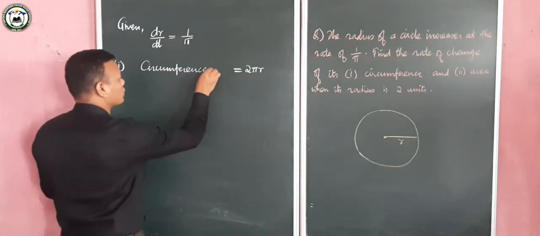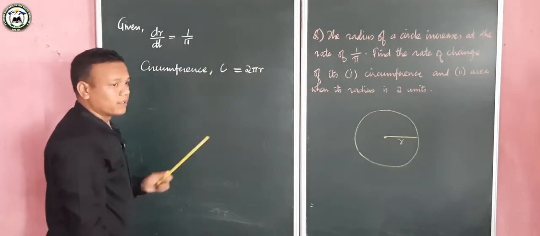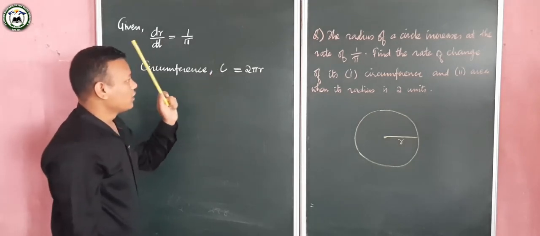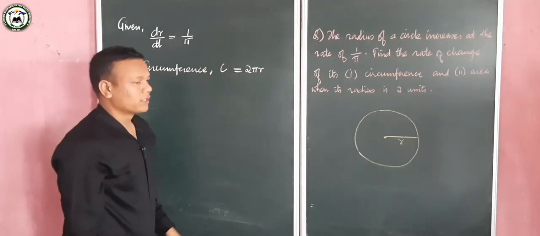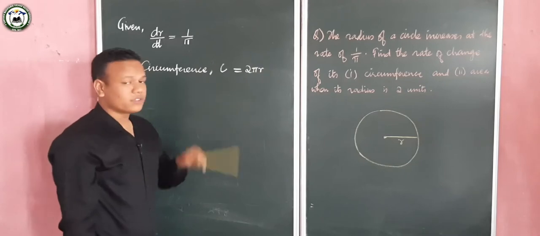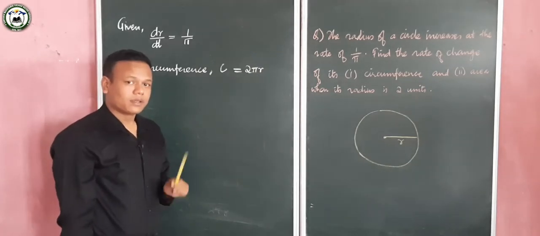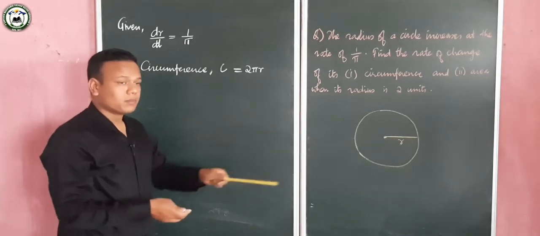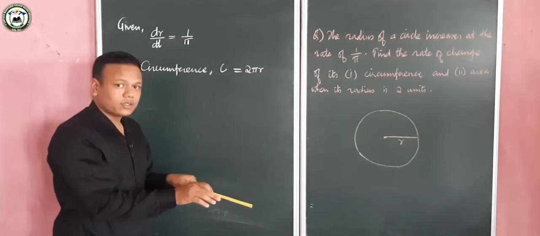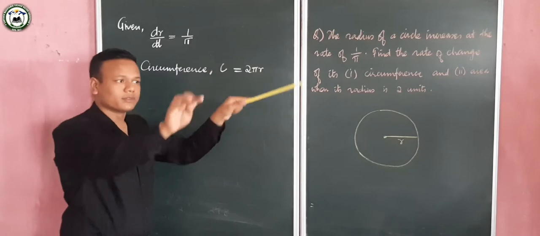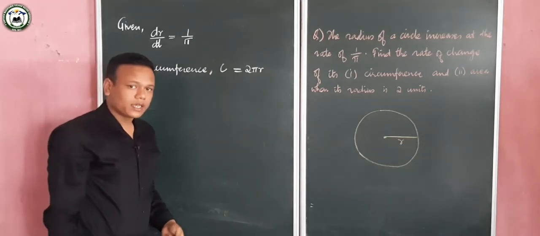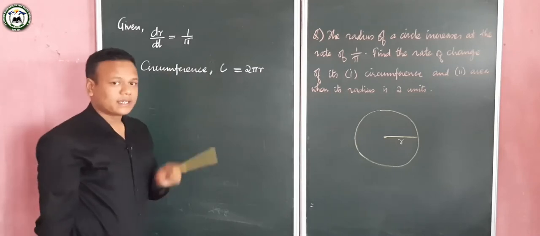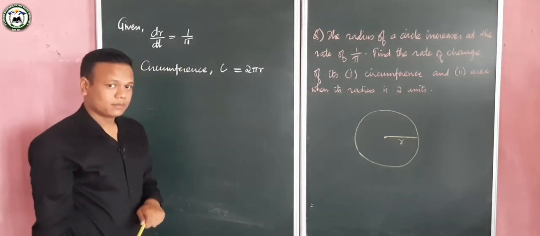Okay, now let me denote the circumference by C. According to the question, we need to find the rate of change of circumference. That means C is changing with respect to time, as the radius is changing with respect to time. As time increases, the circumference also keeps increasing. So we need to find the rate of change of circumference, that is dC by dt.